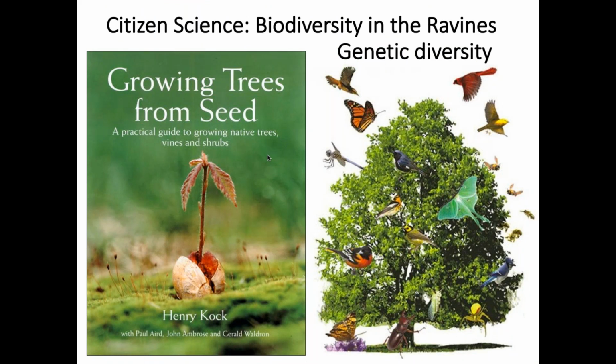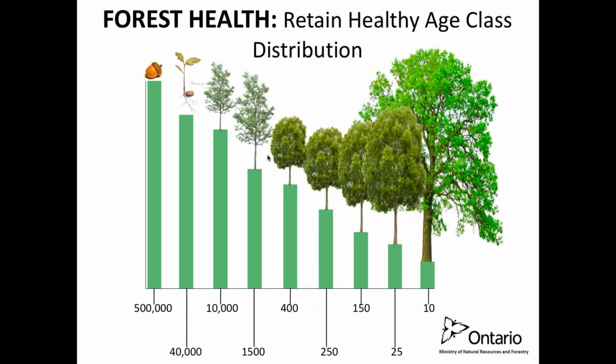So citizen science, as I said, Eric's been down this pathway. He's very strongly committed to this. He's building on Henry Koch's work on growing trees from seeds. There's some great information that will, on the right, give us the biodiversity that will bring the ecological integrity to those ravines. I mentioned age class distribution, and I put it in this slide. If you think about it, it's much like the birds feeding how many insects they need to raise a batch of young.